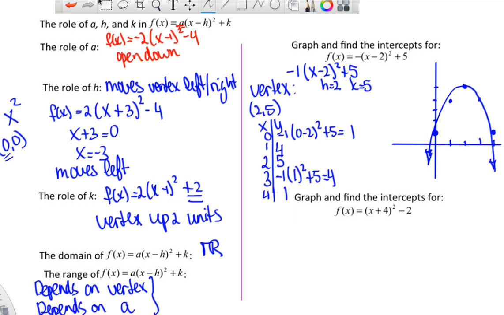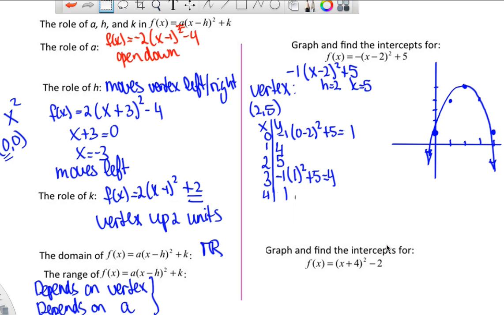But it says that we have to actually find them, so I'm going to find the intercepts. So I'll need to move this just a little bit. So let's see. Well, one intercept I already have, right? 0, 1. So the y-intercept is at 1, because it's right here. So the one that I need to solve for is this one, 0 = -(x - 2)² + 5.